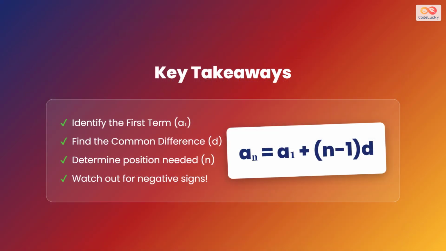To summarize, always start by identifying your first term and your common difference. Determine which position number n you are solving for. Be mindful of negative signs if the sequence is decreasing. If you follow these steps and plug them into the formula, a sub n equals a sub 1 plus n minus 1 times d, you will find the correct term every time.